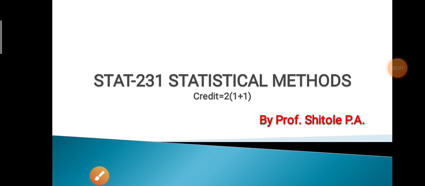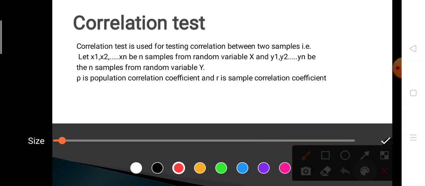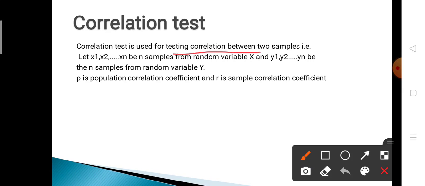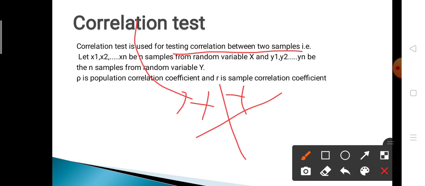Hello everyone. Today we are going to learn the next test in testing of hypothesis, named the correlation test. First of all, we see what is meant by the correlation test, when we use it, and the steps involved in it. The correlation test is used for testing the correlation between two variables, that is, two samples. Suppose we are given two variables x and y, then this correlation test is used to test whether a correlation exists between the two variables or not.